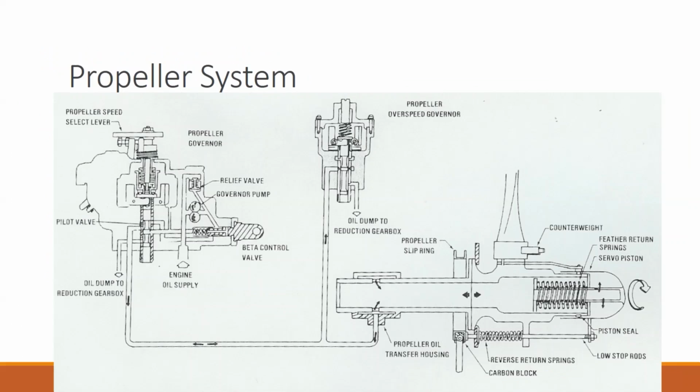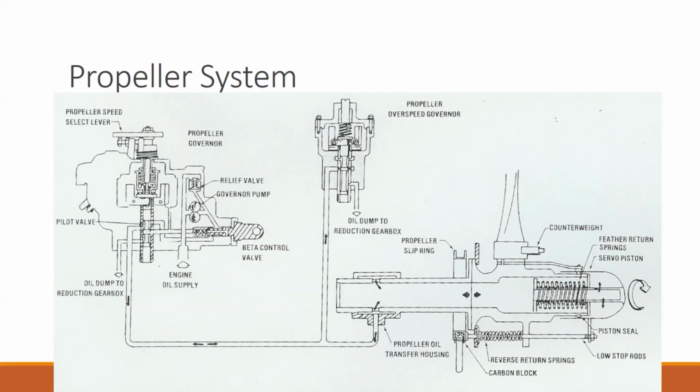And so we can see our main prop governor with the beta control valve does most of our normal operation. And then our overspeed governor is kind of a backup that can dump oil and relieve pressure in this line if there's an overspeed condition, and that removes any oil pressure from inside the dome here, which allows the blades to go to feather.